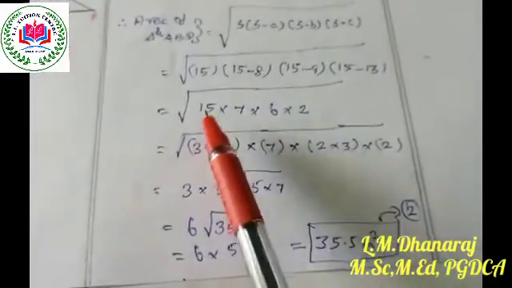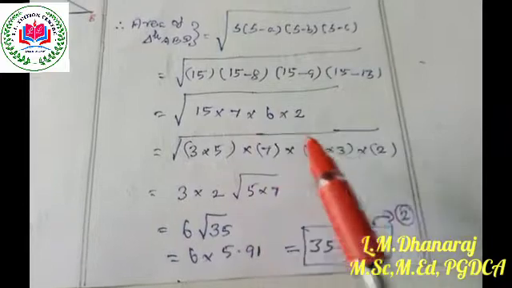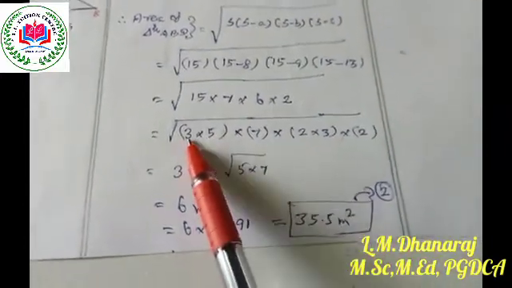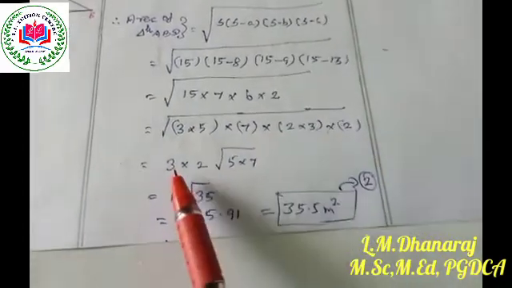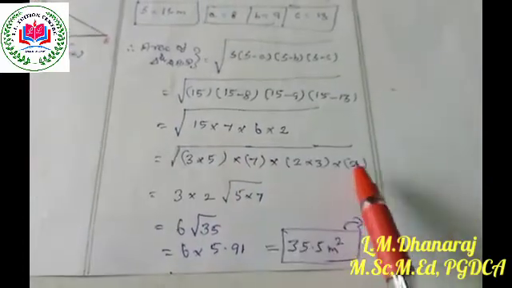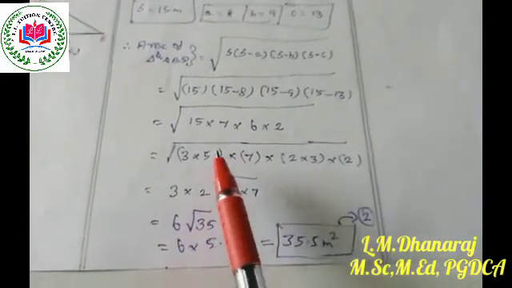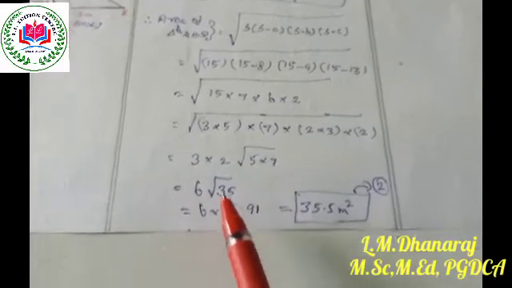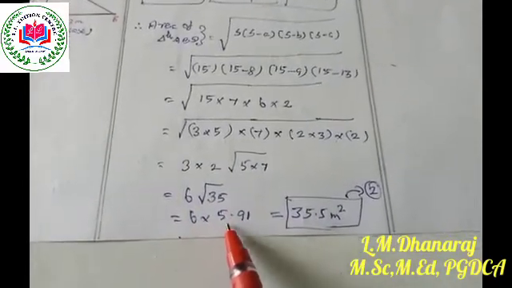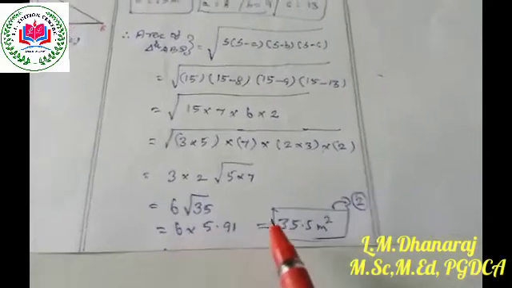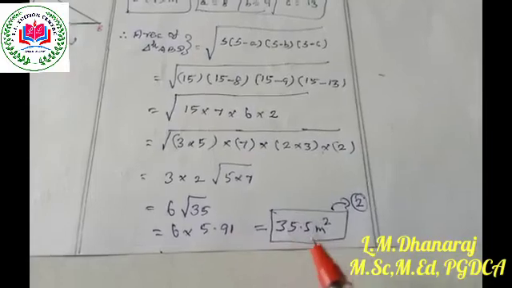15 can be split as 3 into 5, and 6 can be split as 2 into 3, and this is 2. So there are two 3s, so one 3 can be taken out from the square root. And there are two 2s, so one 2 can be taken out from the square root. The remaining unpaired are 5 and 7. So two 3s are 6, 6 root 35. For 35 we know the approximate square root value is 5.91. So 6 into 5.91 is 35.5 meter square.